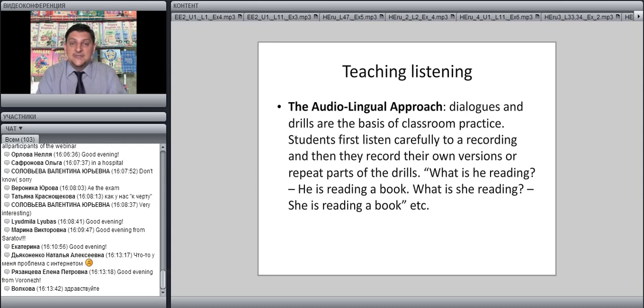So again, listening does play a big role in this approach, but the role of listening is mostly mechanical. You are not an active listener. All you do is you listen and repeat things. So listening is not a very important skill in this approach either.